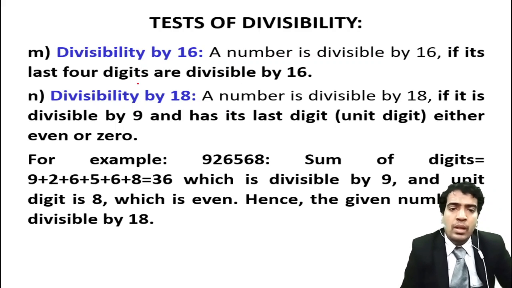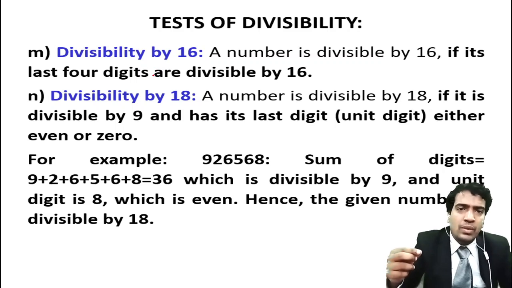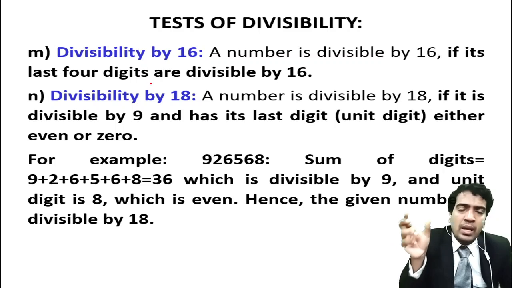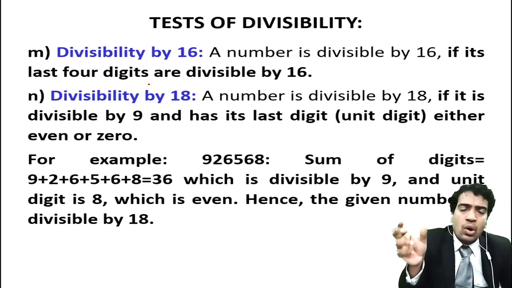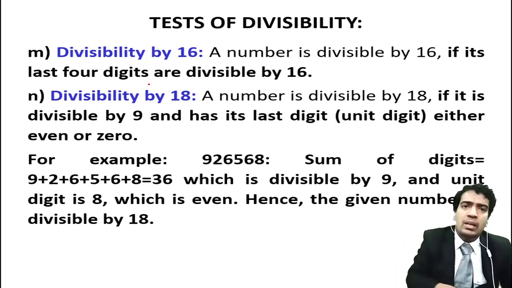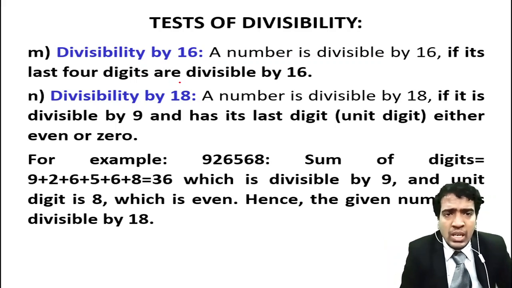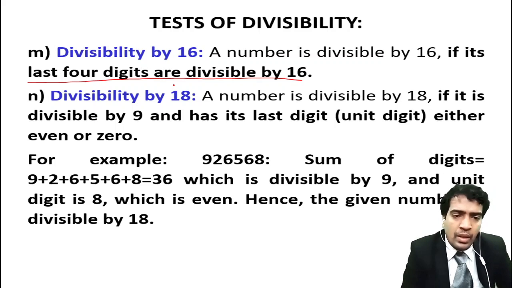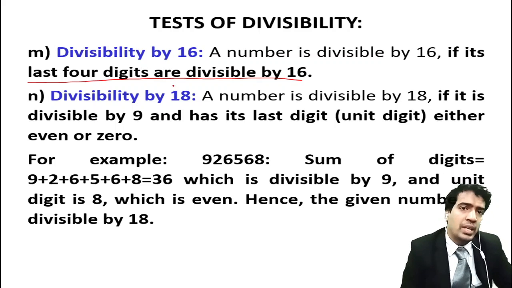Again, the test of divisibility by 16, you should extend the test of divisibility for the number 8 a little bit. For number 8, if the last 3 digits are either divisible by 8 or zeros, then you would say that they are divisible by 8. But if the last 4 digits are divisible by 16, then that number is also divisible by 16.